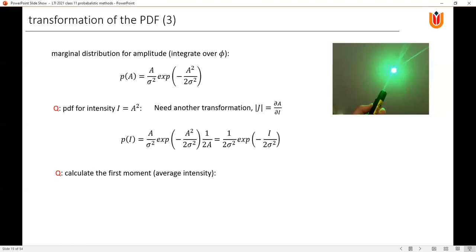So let's just do the first steps. What is it exactly that we need to calculate? We want to know the first moment, the average intensity. And we know P of I. So what do we need to calculate? The integral of I times the P of I dI.